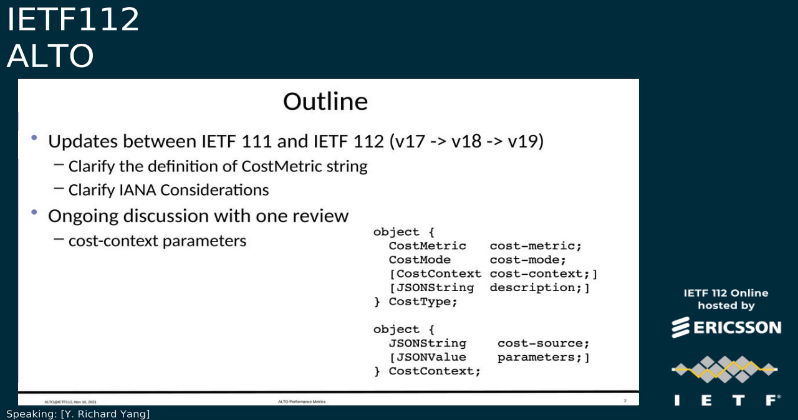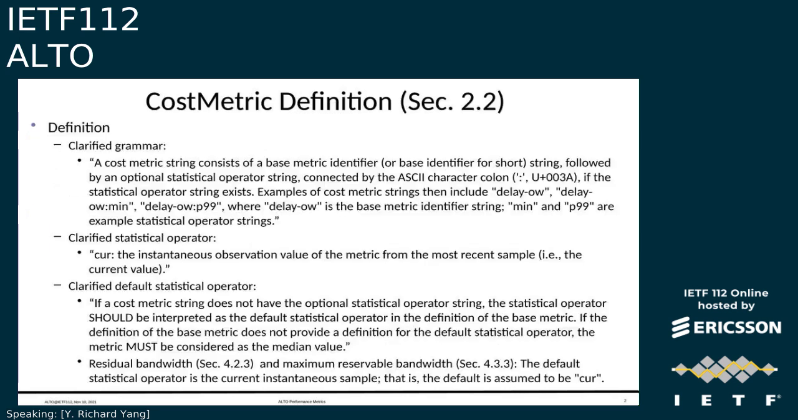Here, the main things we changed to address the Gen-ART and ART reviews, from version 17 to version 19, number one is mostly clarifying the definition of cost metric string. That mostly came from the ART review from Christian, and we also clarified the IANA considerations, from the AD and other reviewers as well. The last one, in terms of high-level structure, is an ongoing discussion with the Gen-ART reviewer, Alvin, mostly about cost context parameters. As a reminder, the cost context parameter is in the lower right corner. That's the one where we're still trying to reach a final decision with Alvin. I'll go into a little detail, but those are the high-level changes we made.